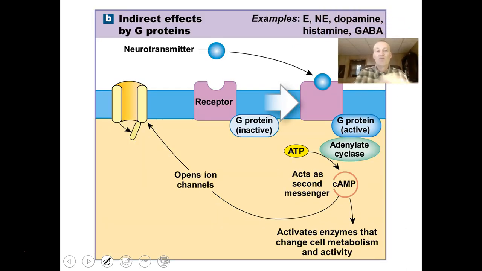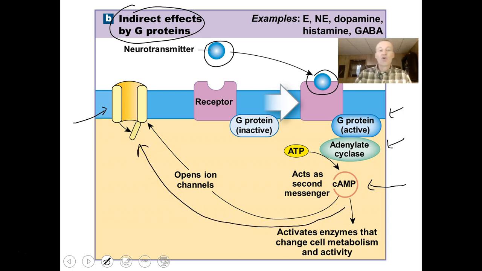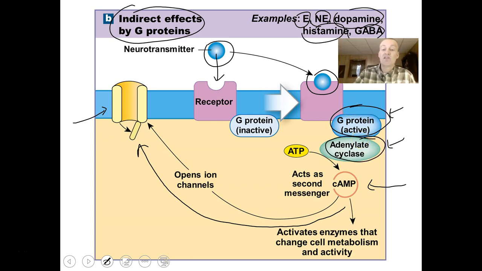Some neurotransmitters, though, have what we call indirect effects. That is, the neurotransmitter doesn't touch the actual channel that's going to open or close, but it touches what we call a G protein, which is going to activate an enzyme, which will create what we call a second messenger. That second messenger will go over and cause the opening of this particular channel. So epinephrine, norepinephrine, dopamine, histamine, and GABA are neurotransmitters that will use an indirect effect. The neurotransmitter will touch a receptor. That receptor will activate a G protein, activate an enzyme, adenylate cyclase in this example, and that will cause a second messenger to be formed, which will then go and open the channel.